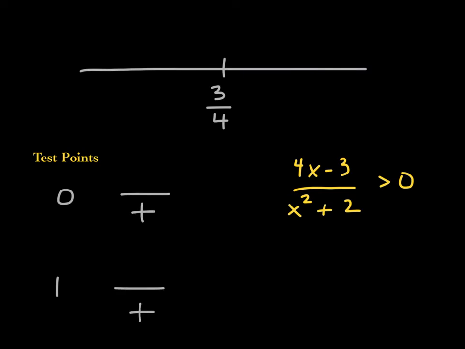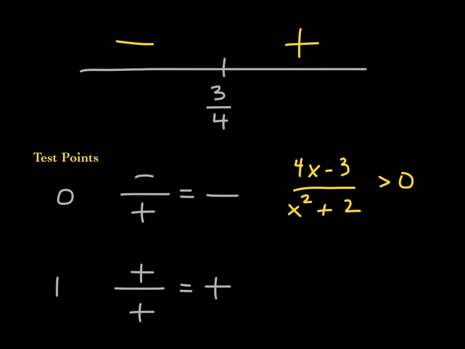Okay, when you plug 0 in, the numerator is negative because it's 4 times 0, which is 0, minus 3, which is minus. So it's a negative divided by a positive, which is a negative. So then this interval here is negative. Now when I plug in the number 1, I get 4 times 1 minus 3. That's going to end up being positive. And a positive divided by a positive, of course, is positive.